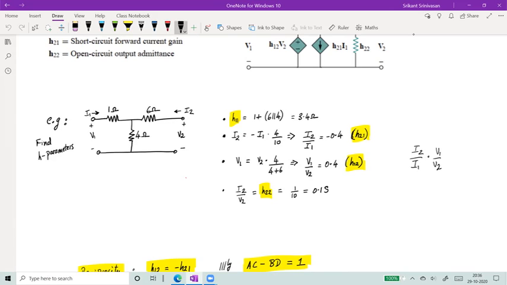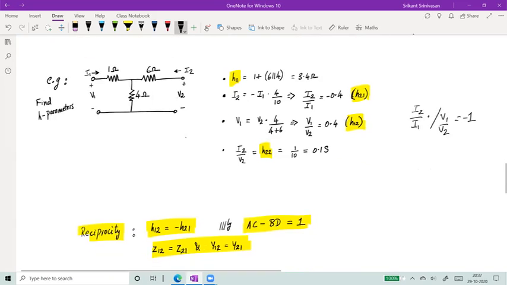sorry, I should divide them. So I2 by I1 divided by V1 by V2 is equal to minus 1, right? And from that you can get the ratio of H12 and H21. So that will turn out to be equal to minus 1.